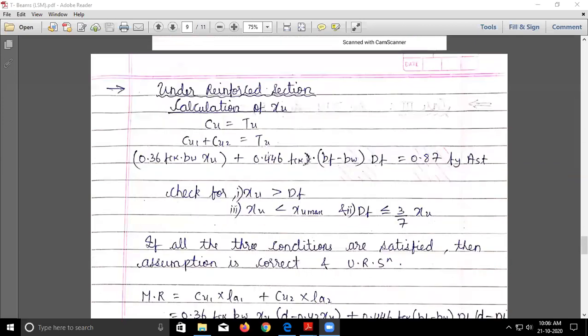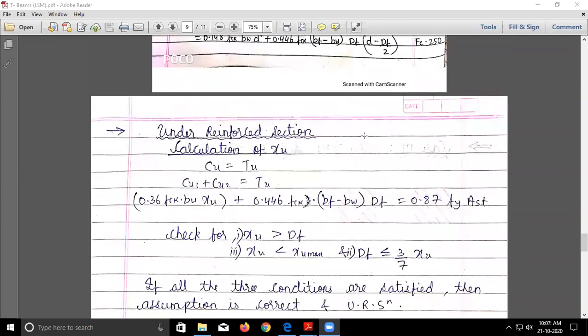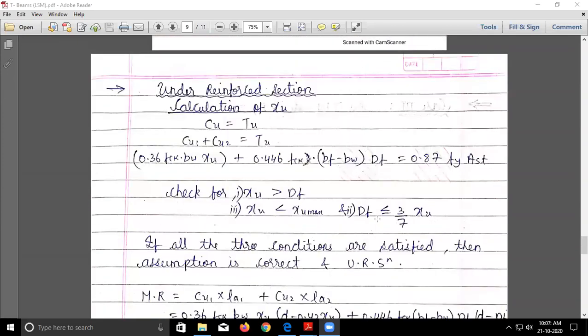Now, after finding out XU, what will you do? You will first check whether this condition is satisfied or not. First, you will check XU is greater than DF or not. You already have the value of DF with you. You will find out XU and then check whether XU is greater than DF. Then you will check whether the second condition is also satisfied. What is the second condition? DF is less than 3/7 XU. So we will check whether DF is less than 3/7 XU or not. And then, as usual, we check XU should be less than XU max.